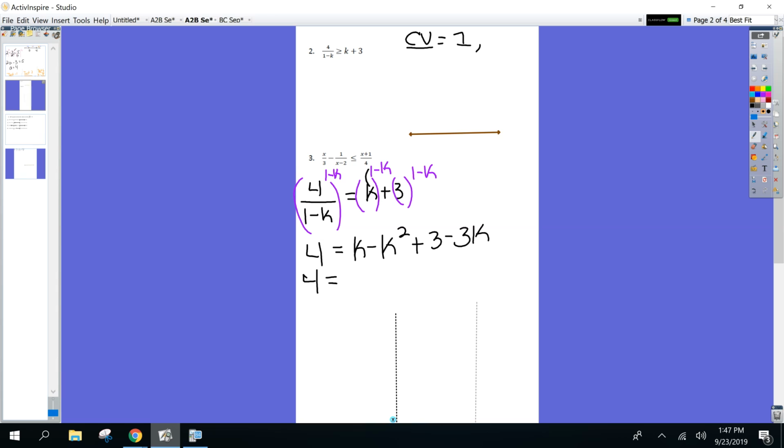Okay, ready? What up here can you combine? Negative k squared, go. Negative k squared minus 2k. Perfect, and what's still left? Good.